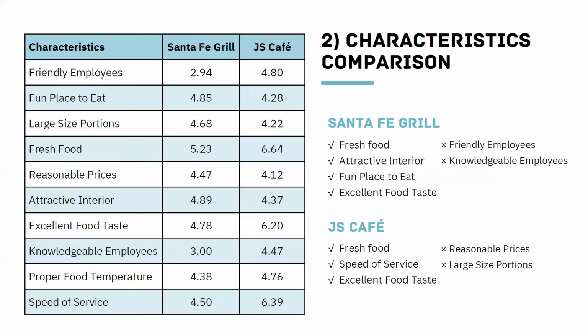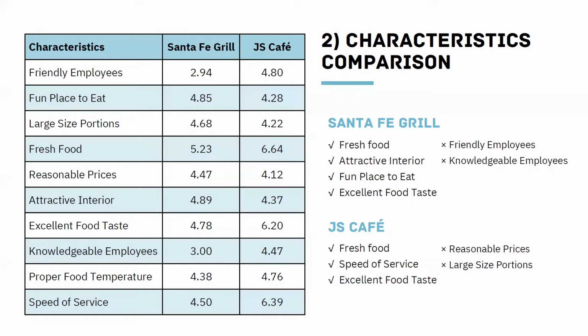Moving on to the second research objective, it talks about the characteristics comparison between two restaurants, Santa Fe Grill and their top competitor, JS Cafe. The key strong points of Santa Fe Grill were fresh food, attractive interior, a fun place to eat, and excellent food taste. The places where they were lacking were friendly employees, which means that they did not really have friendly employees as highlighted in the previous question, and people also felt that they did not have knowledgeable employees.